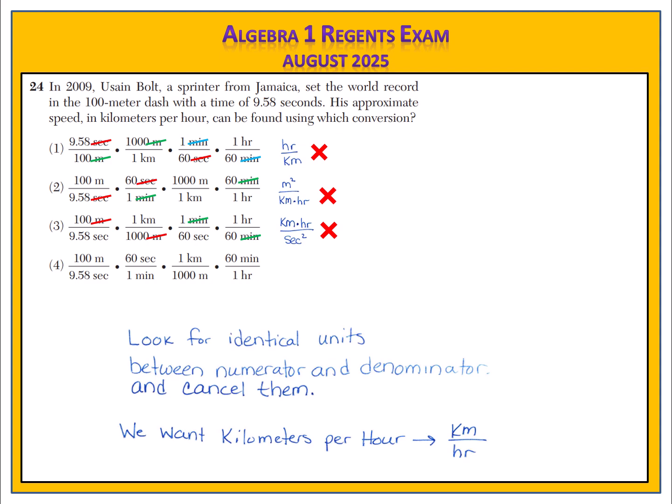We do the test on choice 4. We cancel our meters, we cancel our seconds, we cancel our minutes. What's left in the numerator is kilometers. What's left in the denominator is hours. The fraction bar is read per, so we have kilometers per hour, kilometers over hours. That's exactly what I'm looking for, and so the answer is choice 4.